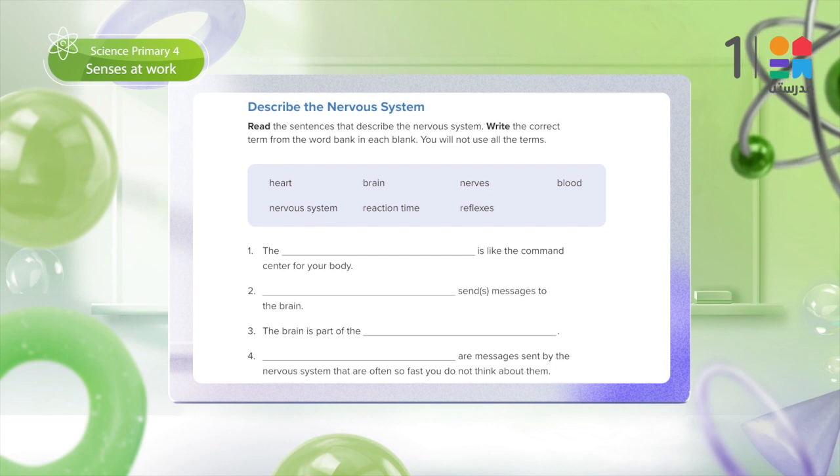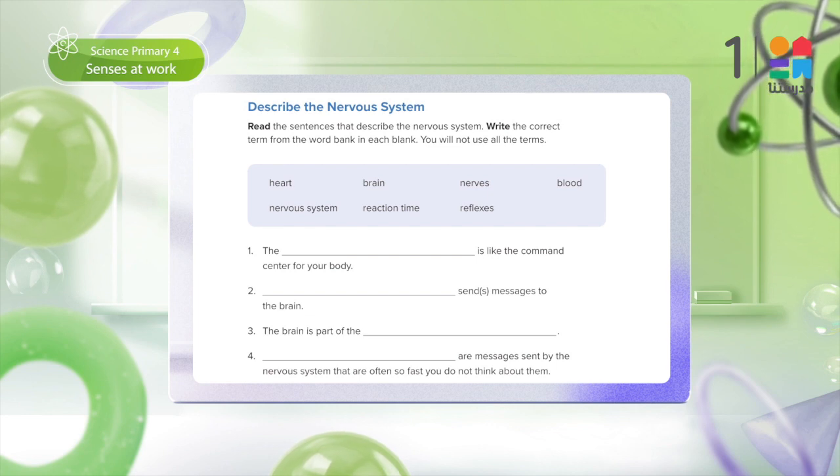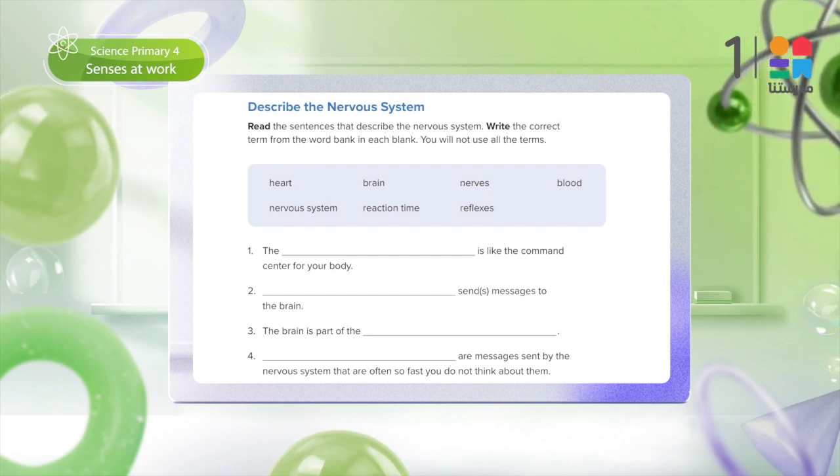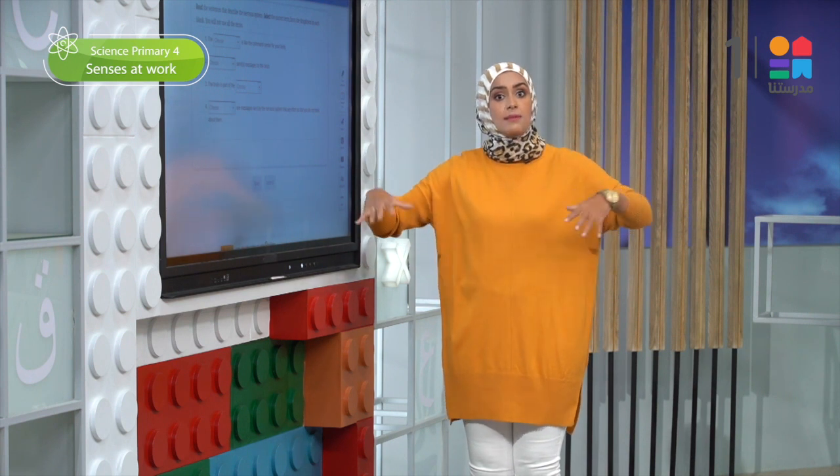What is like a command center of the body? What is it? Brain? Nerve? Yeah. We learned that the brain is responsible for processing and understanding the information and sending a message to the body to respond. It's the brain. The brain is like the command center for your body.